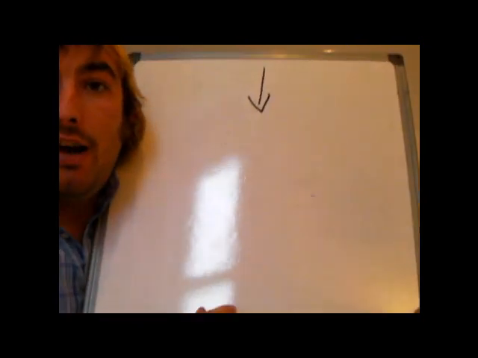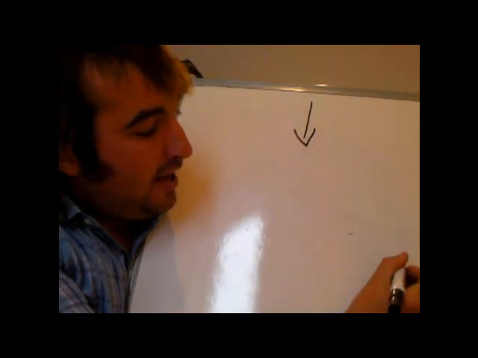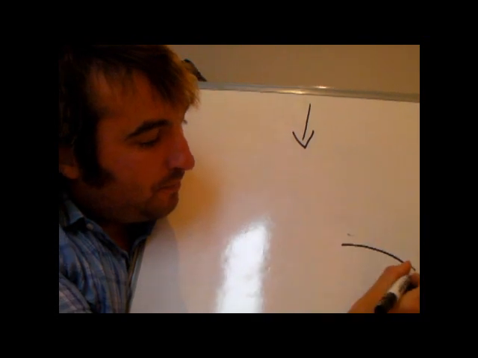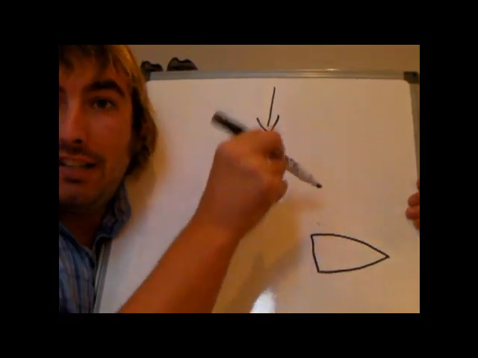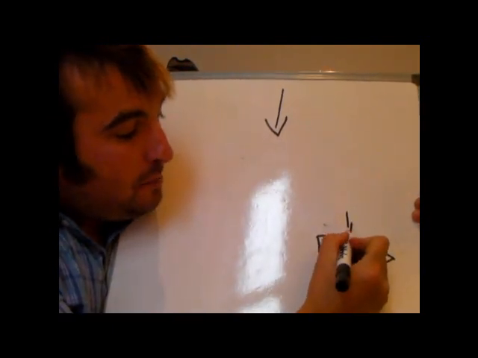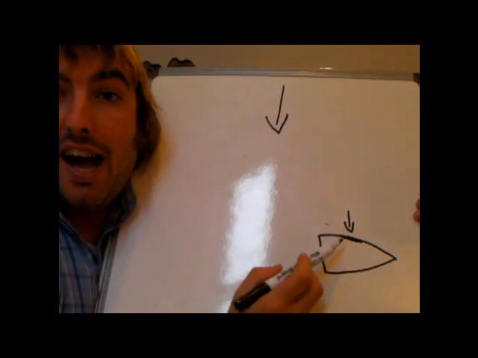Our first point of sail we're going to look at is what we call a beam reach, and then we've got the boat sailing across at 90 degrees to the wind. So we've got the wind hitting the beam of the boat at 90 degrees.